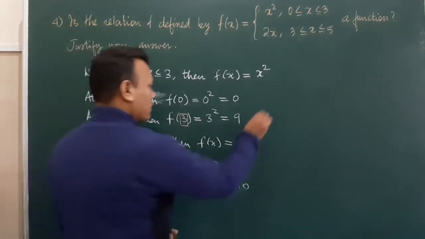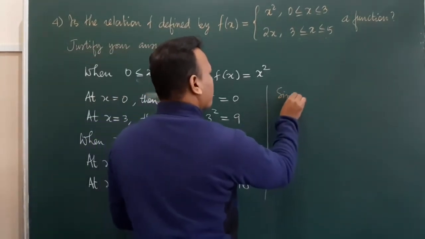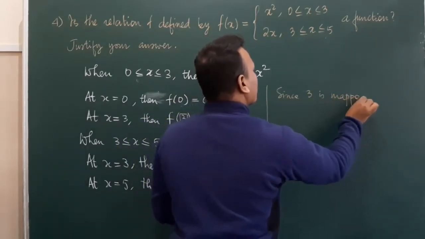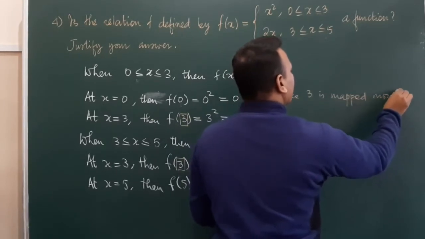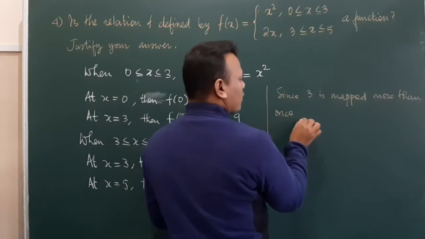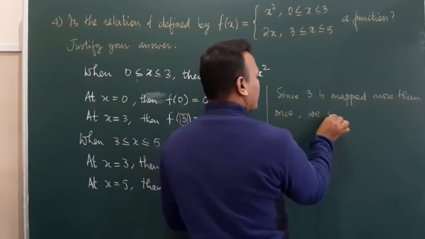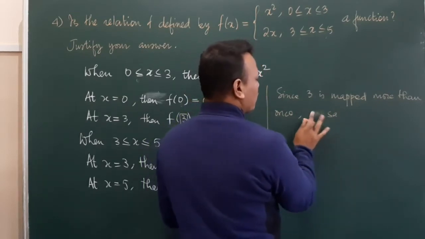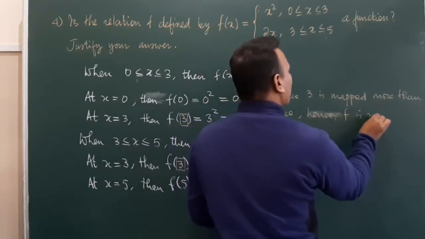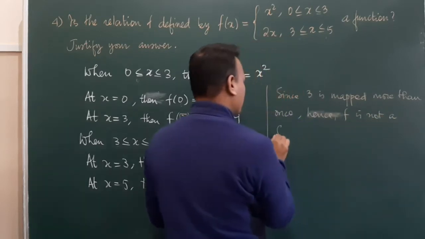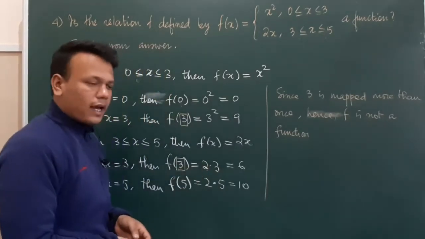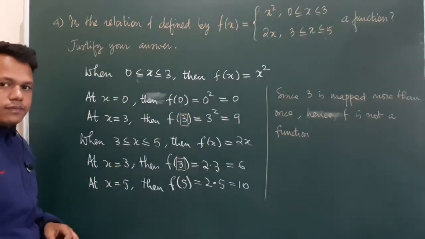So you will write, since 3 is mapped more than once, we say, or you can write, hence f is not a function. So that's what you are going to write at the end. So pause the video and note it down.